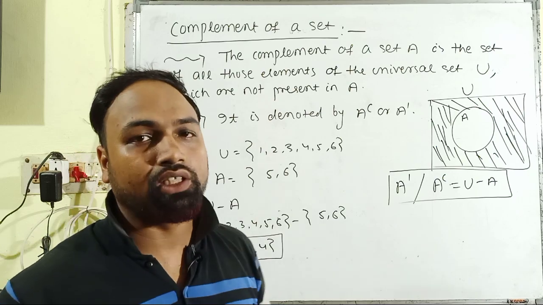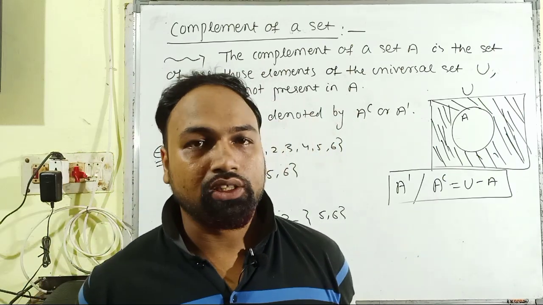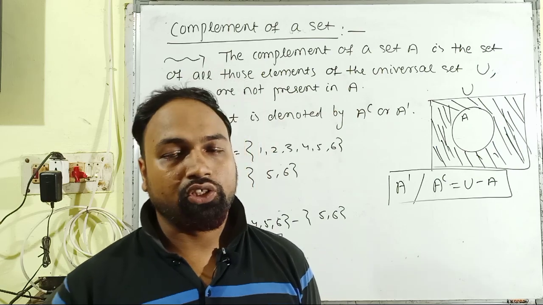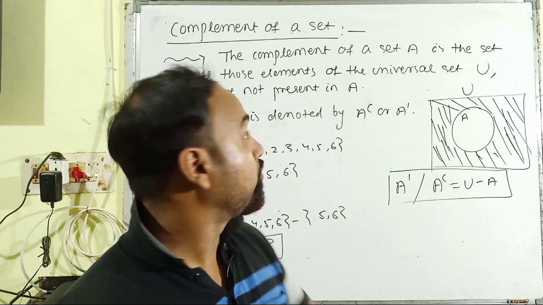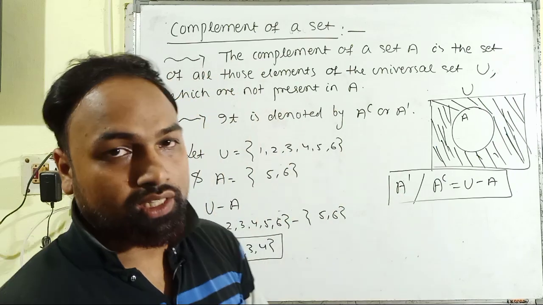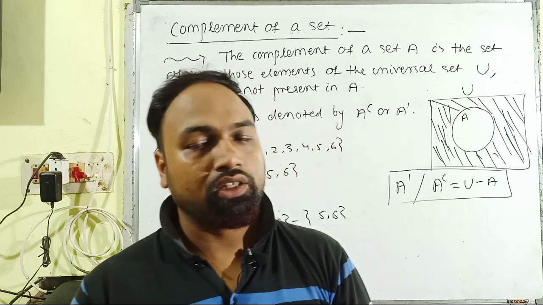So in this particular session we have discussed the Venn diagrams, then the operations of sets, and we have seen that 7 operations on sets are there: union of two sets, intersection of two sets, difference of two sets, complement of a set. In the next video we are going to start some of the important theorems that are based upon the chapter sets.